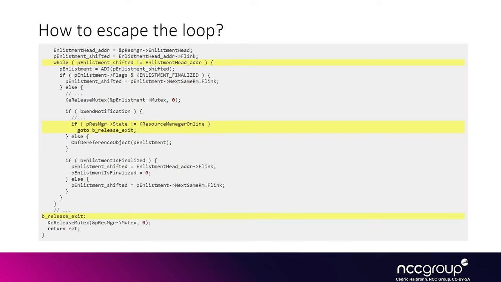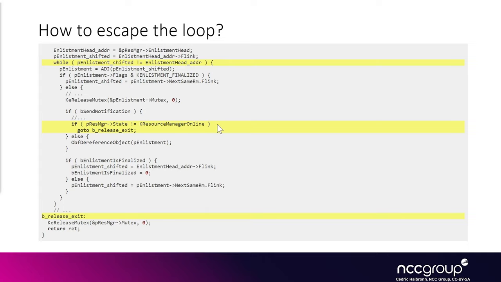And so basically in the vulnerable function, we can see three ways for escaping the loop. The first one is effectively the P enhancement shifted, which is now pointing into userland, would need to point to the K resource manager's enhancement head address, since this is what is tested at the beginning of this loop. The problem is we don't know this enhancement head because it's a kernel address.